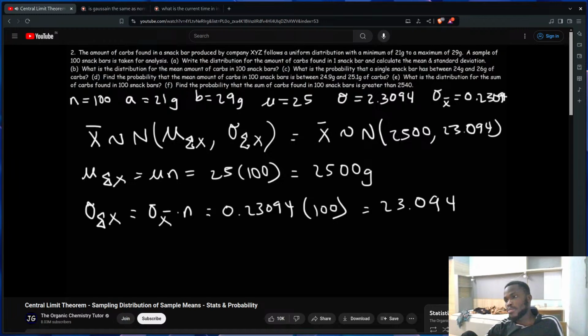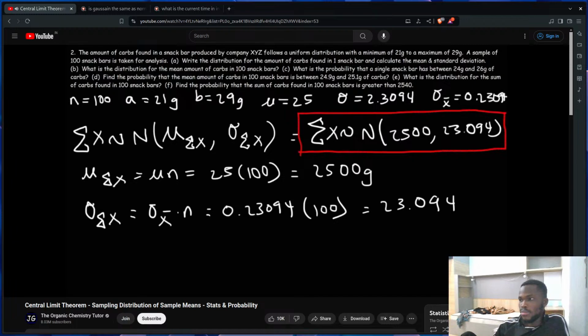Now I do need to make a correction because the sampling distribution is not associated with the mean, but rather it's associated with the sum of x. So I just want to make that correction here. So this is the answer for part E. Now let's move on to part F.